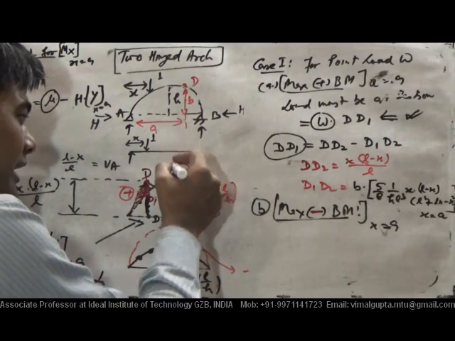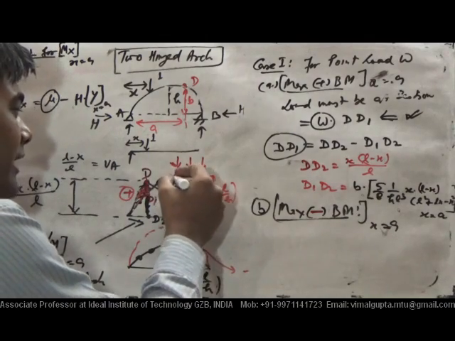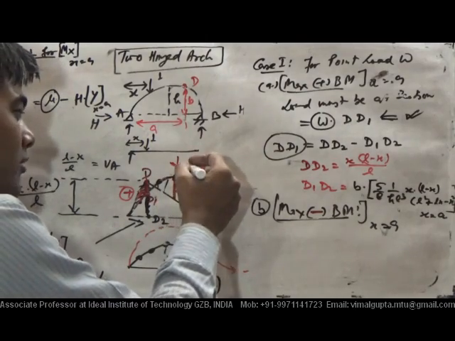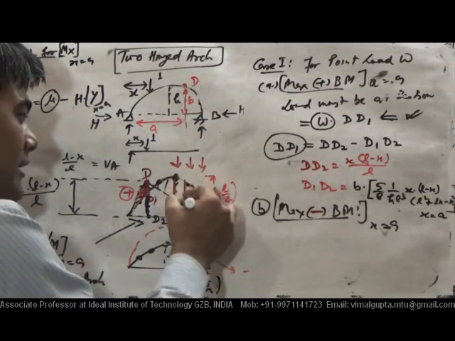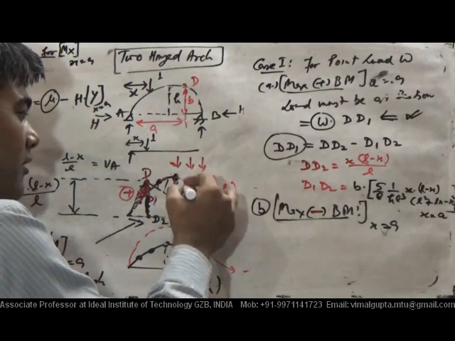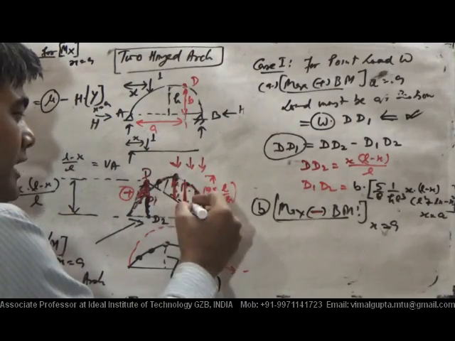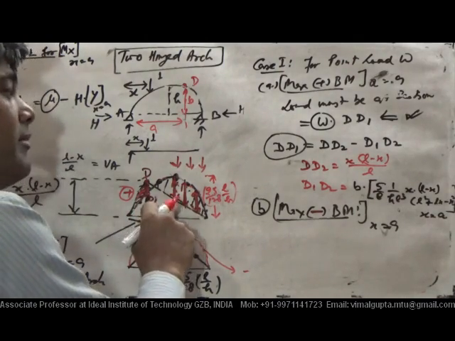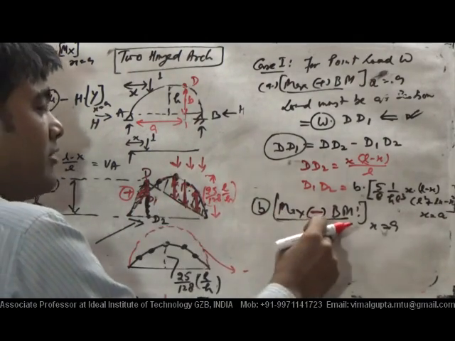If the point load is here, then what is the value of maximum bending moment? It will be multiplied by that ordinate. If the point load is here, it will be multiplied by that ordinate. Are you getting what I am telling you? Now, out of these ordinates, which one will be the maximum ordinate for this bending moment?